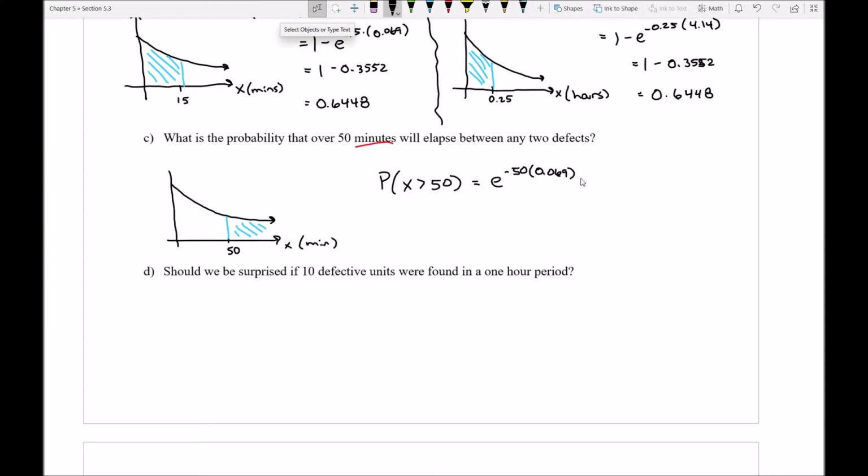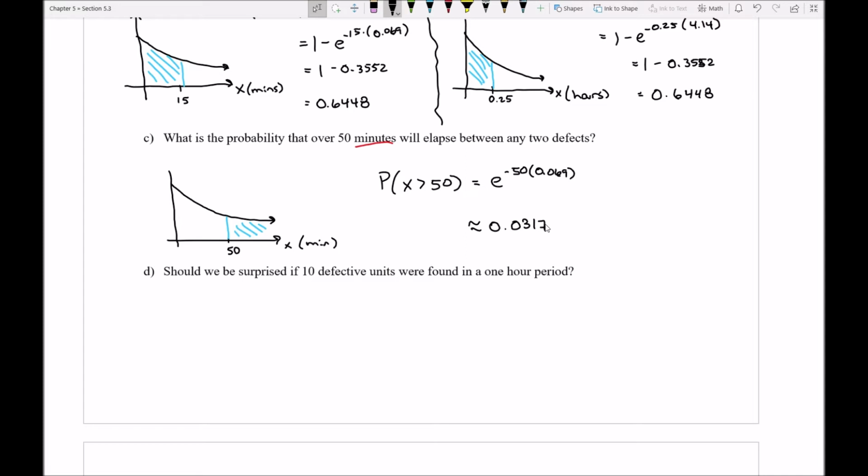0.069. So if you went to a calculator and you typed all of this in, you should end up with a final value of 0.0317. You could double check that on your own. Okay, well let's see. Part D. Should we be surprised if 10 defective units were found in a 1-hour period?